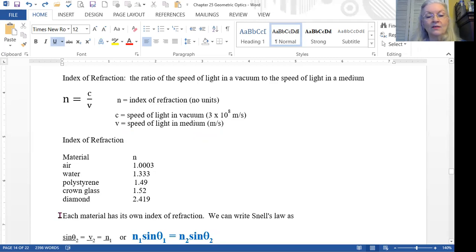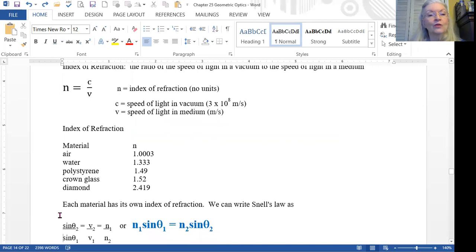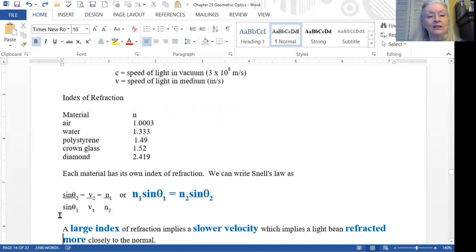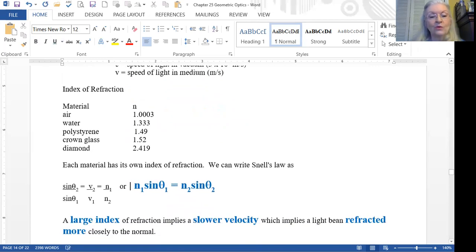Now, one of the things about Snell's law, we can rewrite it in terms of the angle that the light gets bent as it travels through the material. And this is a form we're going to use quite a bit. So you'll need to know this, that n1 sine theta 1 is equal to n2 sine theta 2. You need to know that the index of refraction in medium 1 times the sine of the angle that the light makes in medium 1 is equal to the index of refraction in medium 2 times the sine of the angle that the light makes in medium 2.